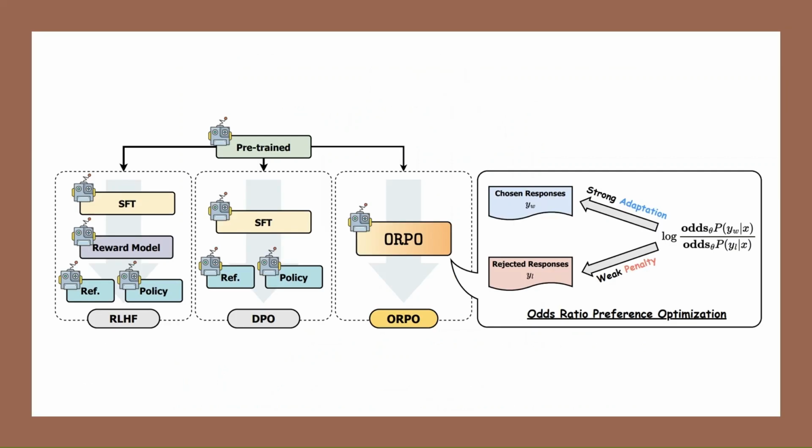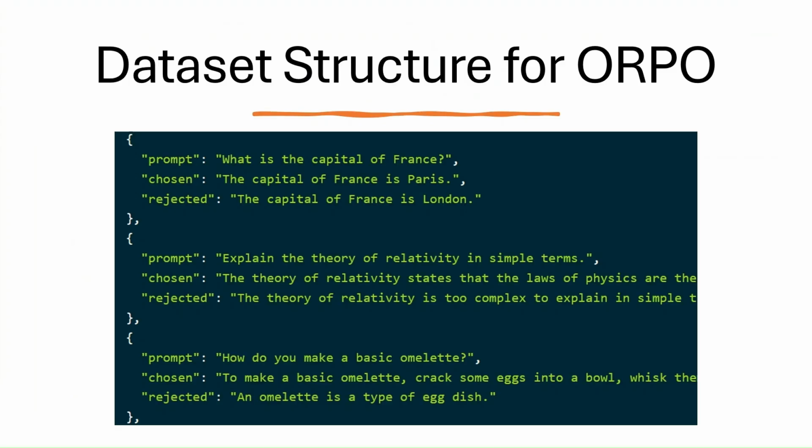Another advantage of using ORPO with respect to DPO and RLHF is that in DPO and RLHF we need two separate models, one for the reference model and one for the policy network. But in ORPO, we only need to use one model for fine-tuning. This reduces the computational complexity of the fine-tuning process considerably.